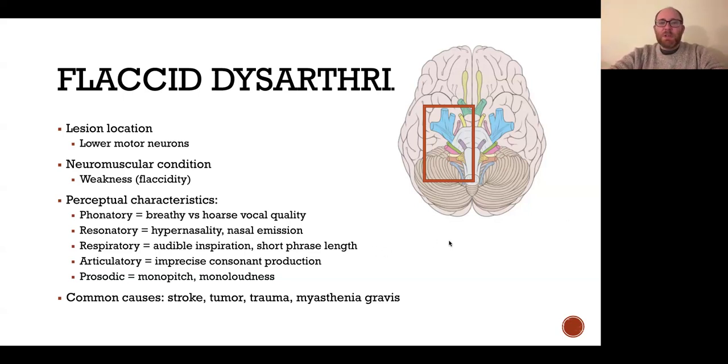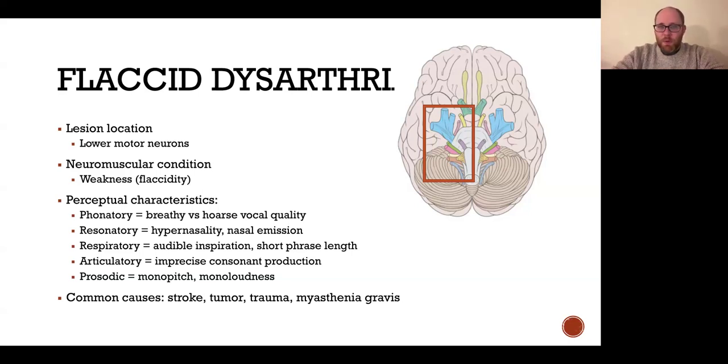Within the articulatory system, people with flaccid dysarthria may have imprecise consonant production. So again, if they have weakness in their tongue, their lips, their velum, etc., they may not be able to produce the sounds the way that they're supposed to, which can be perceived as them being imprecise in their speech.